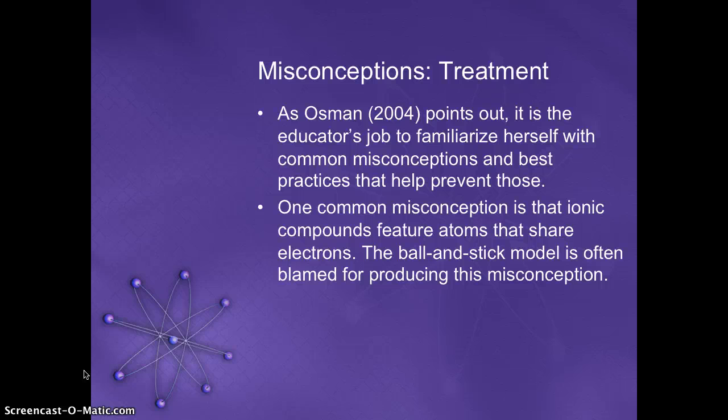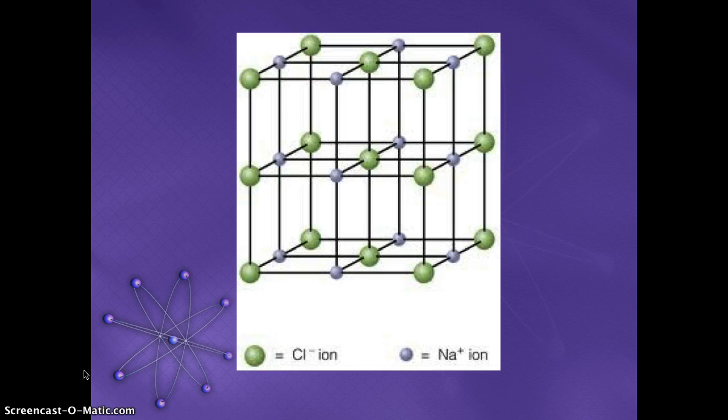So one treatment that I wanted to focus on is for a misconception that I previously identified, and that is students think that ionic compounds, salts, are held together by shared electrons. And it's believed that this misconception is the result of ball and stick models being used to show ionic lattices. And this right here is an example of a ball and stick model.